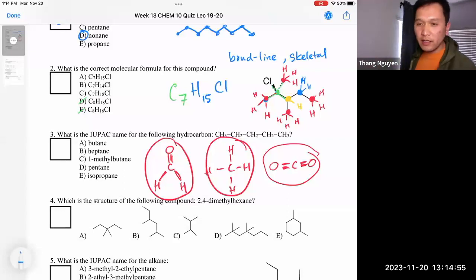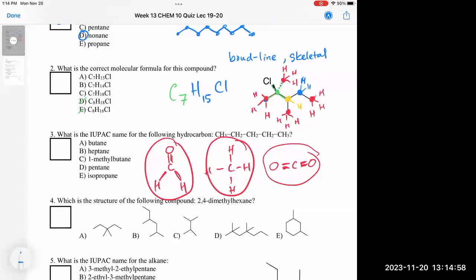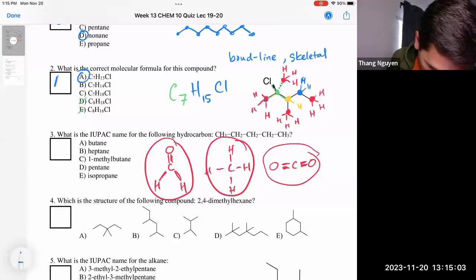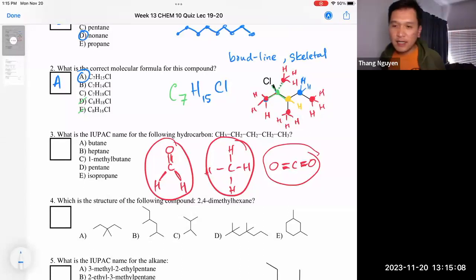How many chlorines do we have? Just 1. Right? So what's our answer then? C7H15Cl would be A. One last thing I failed to mention here is, what does the dash and the wedge mean?